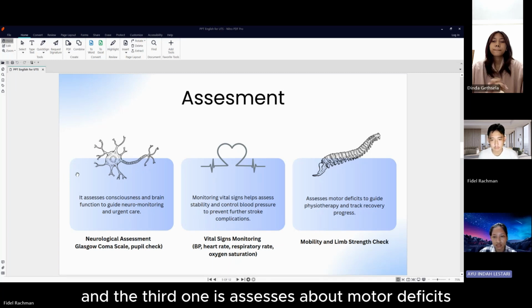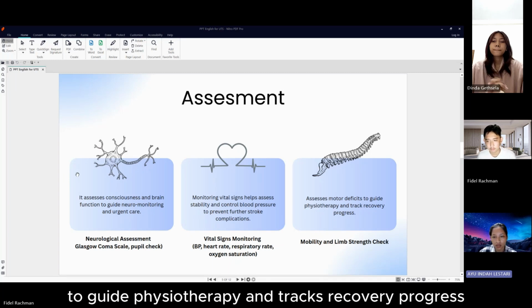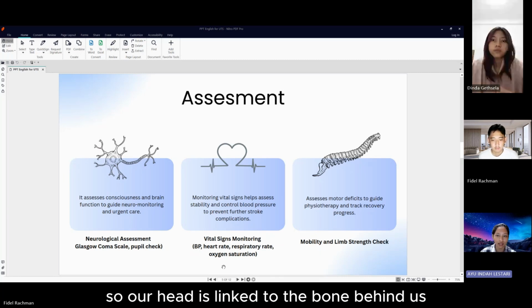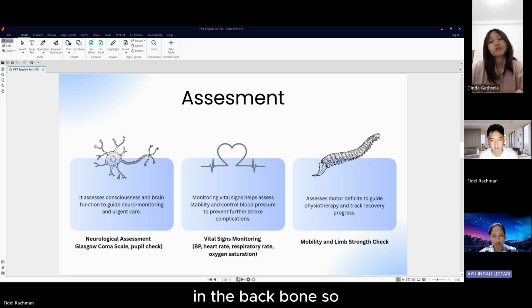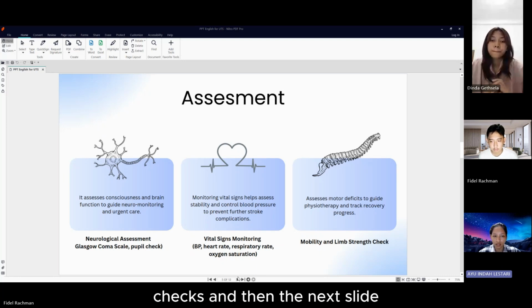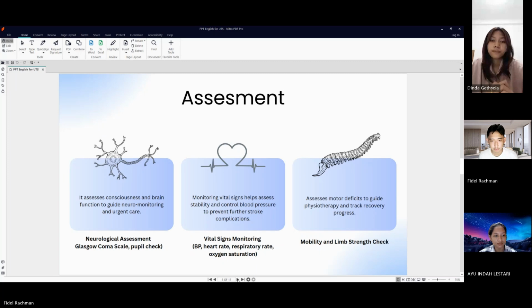And the third one assesses motor deficits to guide physiotherapy and track recovery progress. So it's more like mobility and limb strength checks. So they need to check the mobility and limb strength. And then the next slide.